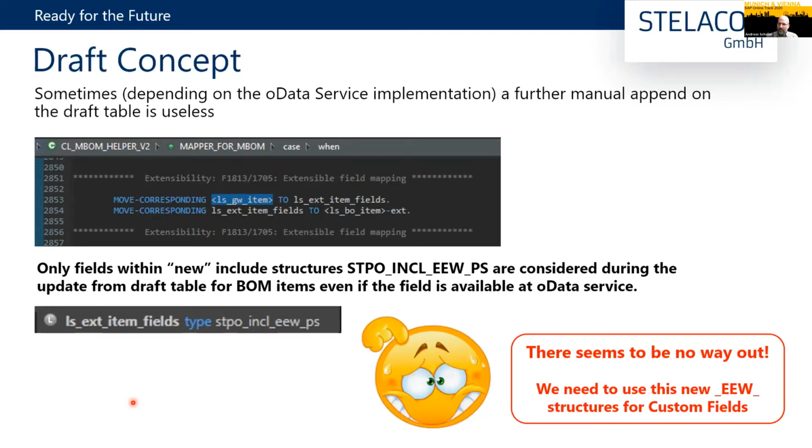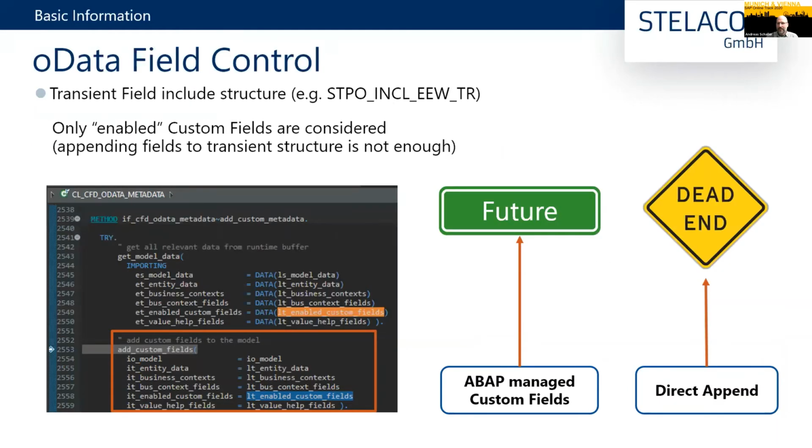And last but not least, after some headache, we saw that it makes no real sense to make direct appends when we want to be ready for the future. Then we have to use those appends. Otherwise, it's a lot of effort. You have a lot to debug, and sometimes you would also have to make modifications due to missing extension points where you can create the data handover yourself. So yes, there seems to be no way out. We have to use those structures.